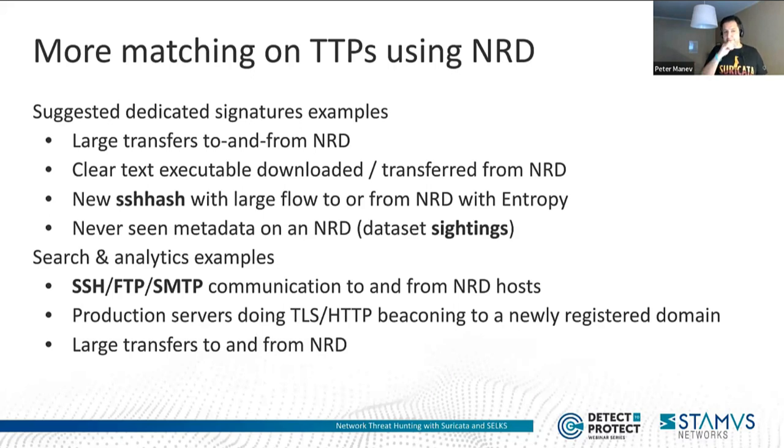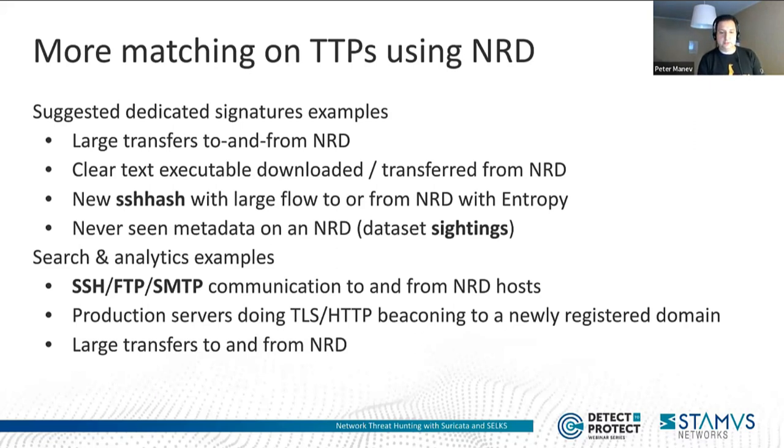A never-before-seen piece of metadata. If you have, all of a sudden, new FTP or SMTP communication, this is more about the search and analytics examples. The first examples that I gave are a bit more what you can tackle with signatures in Suricata. Production servers doing TLS or HTTP beaconing to a newly registered domain. Something to check out, right? Again, this is achieved more with search queries and analytics examples on the SIEM and on the data that Suricata produces, not so much in signatures. And again, large transfers to and from domains.